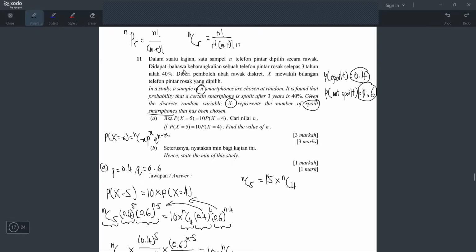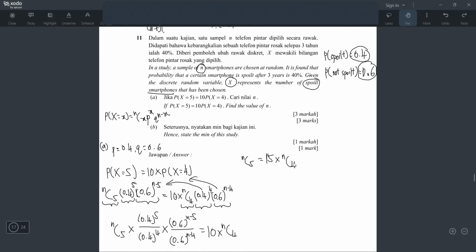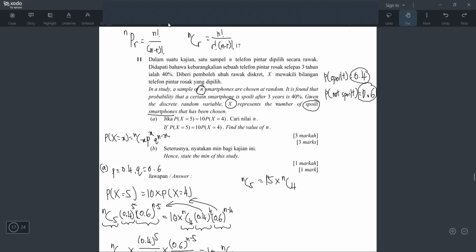But we rarely use this formula. You know why? Because sometimes when you calculate NPR, we just use a calculator, right? But for this question, actually you can't use a calculator. That's why we have to rely on this formula, right? So this formula I will use now.